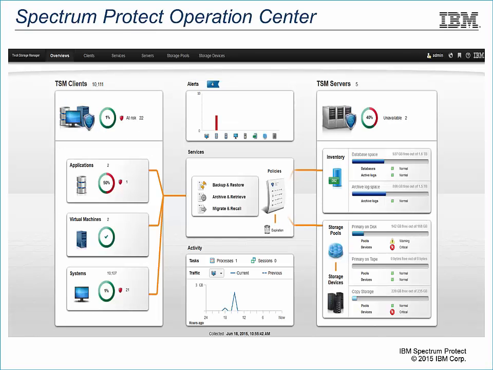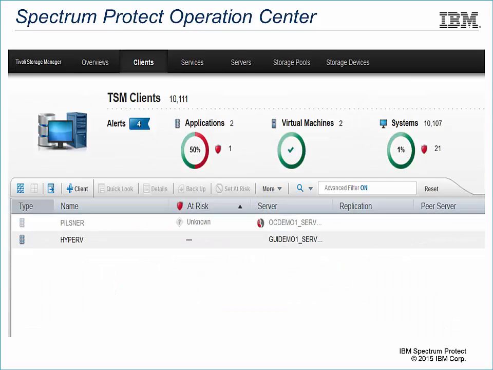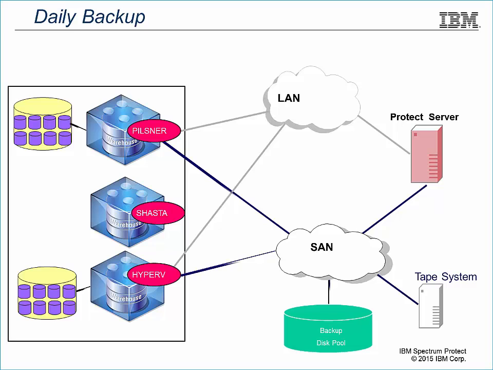Let's say you've checked the Operations Center and you see that one of your critical production servers isn't finishing its daily backup. So you click on the applications icon, and we see here that the Pilsner client is at risk. And when you drill down further, you find that it hasn't completed its daily backup in several days. Here's our simulated production system running a normal daily backup.